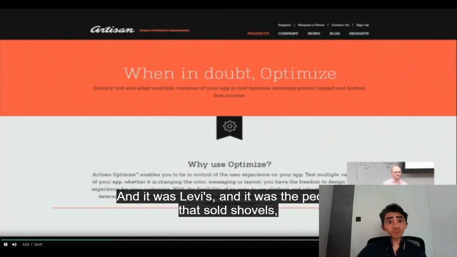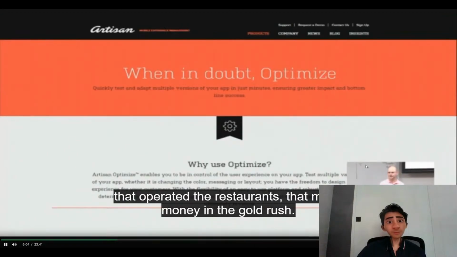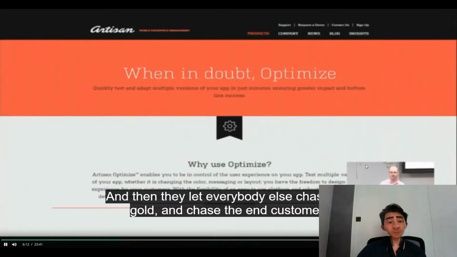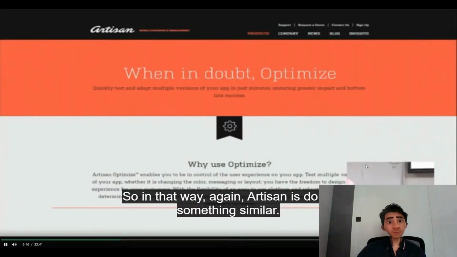And it was Levi's, and it was the people that sold shovels and axes and picks, that sold hotel rooms, that operated the restaurants, that made money in the gold rush. And then they let everybody else chase the gold and chase the end customer. So in that way, again, Artisan is doing something similar.